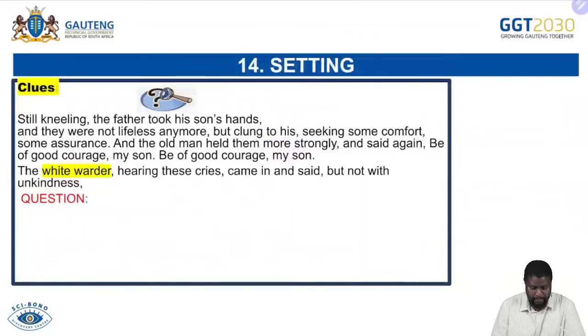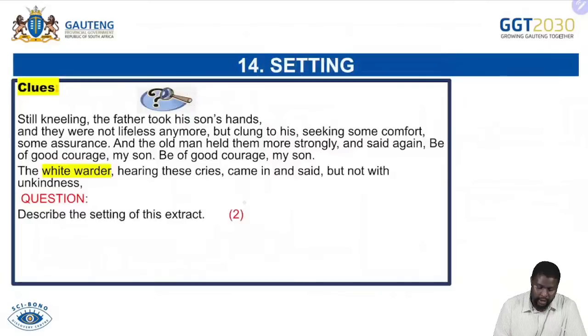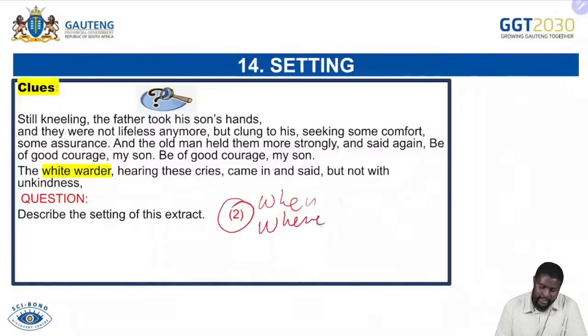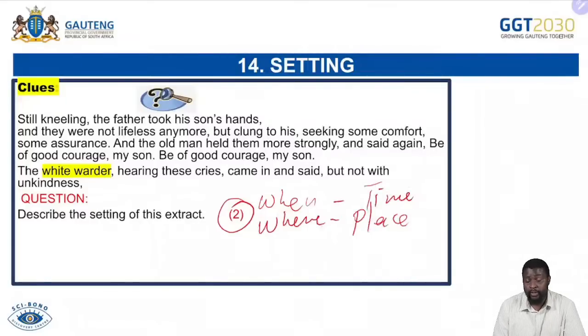Here is the question. Where is the setting? Describe the setting of this extract. Again, check your marks. You have 2 marks, so you must tell us when and where. This is the place, and that's your time. In order for you to remember this accurately, if you have to write it down in 2 separate lines, you are allowed to do that. Write the place, then write the time in order to remember and to remind yourself that you have answered everything that is required in the question.